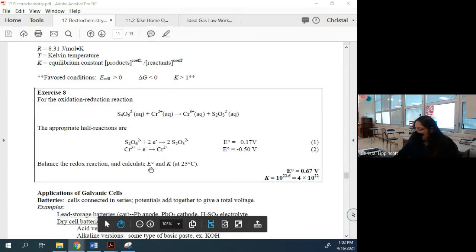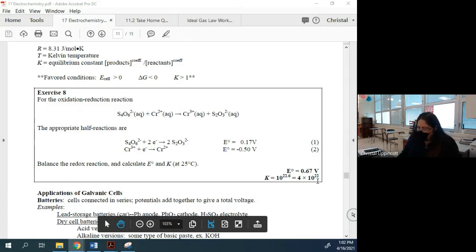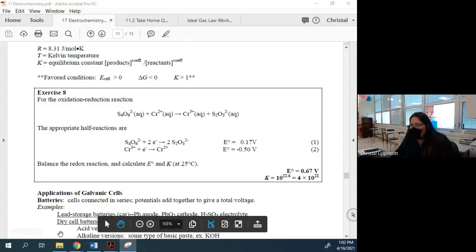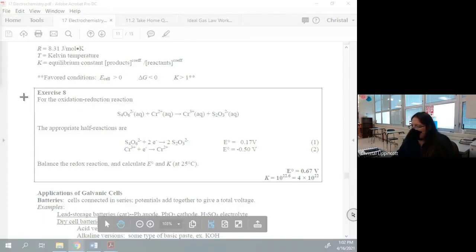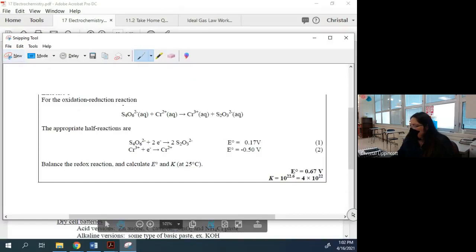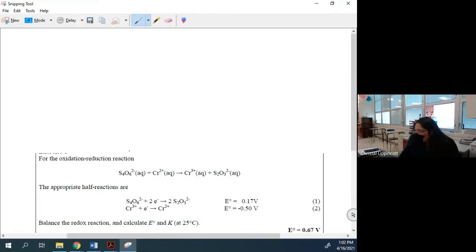They want us to first balance the redox reaction and calculate E prime, which we can do from this data up here. And then we're going to use those two equations equal to one another to solve for K. All right, so here we go. First of all, we need to identify which one of these is being reduced and which one is being oxidized. You can either look at this equation here and figure it out, or you can look down here and figure it out using these values.